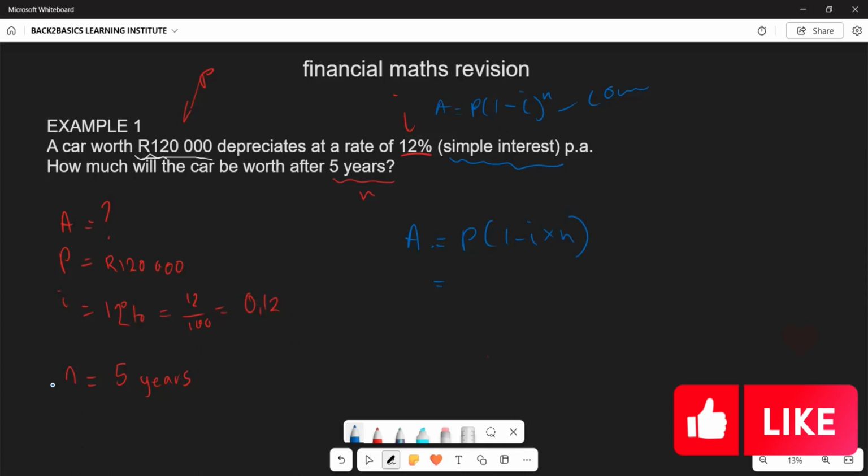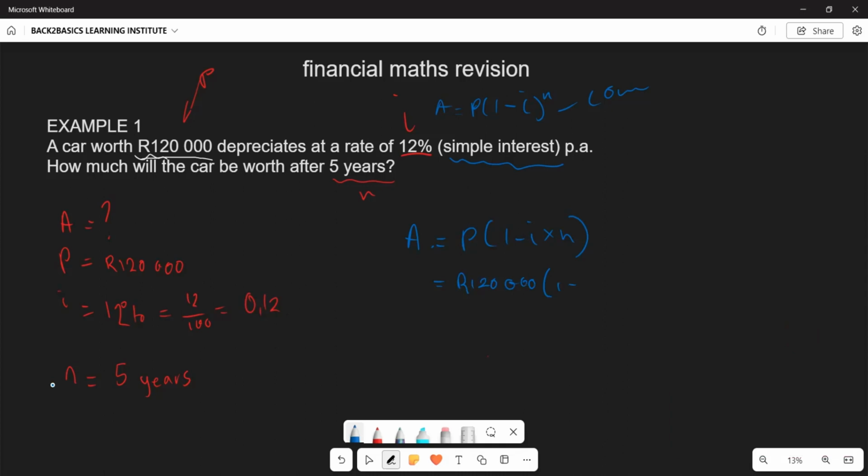Now, do we have our principal amount? Our principal amount is 120,000 into 1 subtract the interest. The interest is 0.12 multiplied by 5. So what is going to be the value of the car after 5 years? The car is going to be worth 48,000 at the end of 5 years.